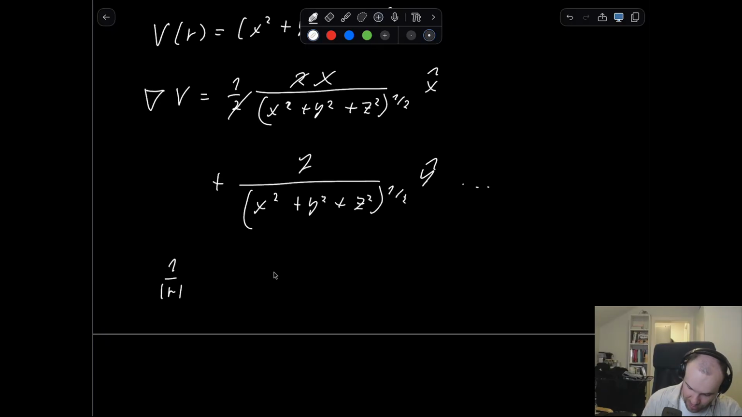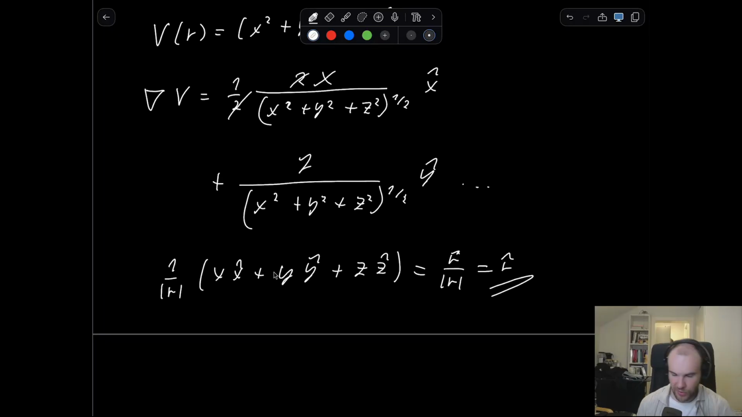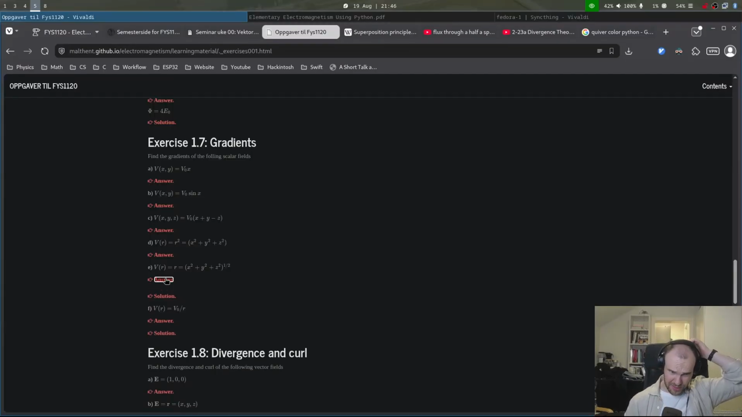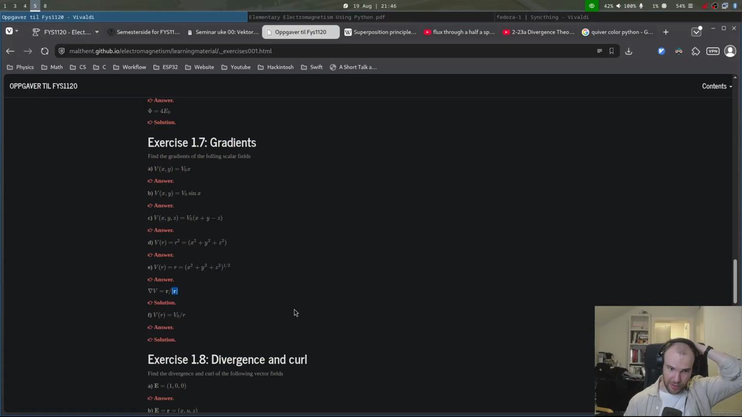But at the same time, what we also have is x times x hat plus y times y hat plus z times z hat, which is just r over the length of r, vector r over the length of r, and that's just, of course, r hat. So that's the answer. Perfect. I didn't write r hat, but that's all right.